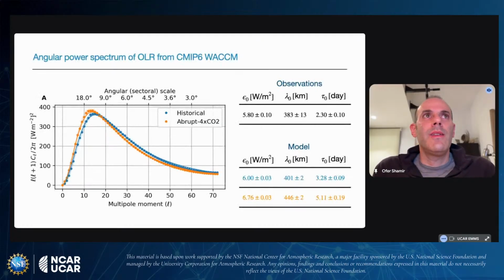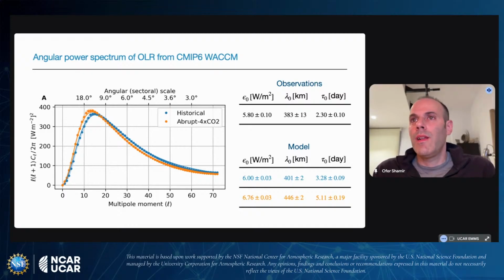We've repeated the analysis for OLR data from the CMIP6 version of Wacom, and here are the results. In blue, we have a historical simulation, and in orange, a climate change simulation. And it's difficult to see here, but there are points and there is a line. The points are the model data, and the line is the best fit of the energy balance climate model. And that is as good as it gets.